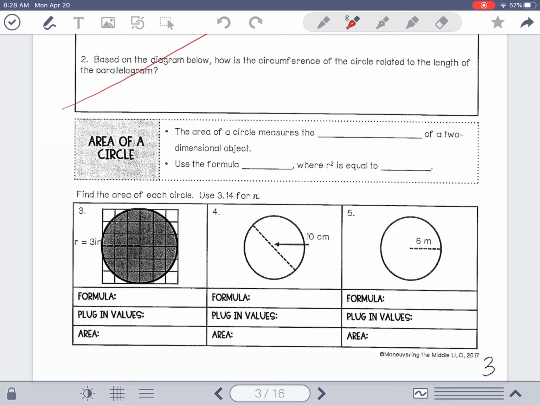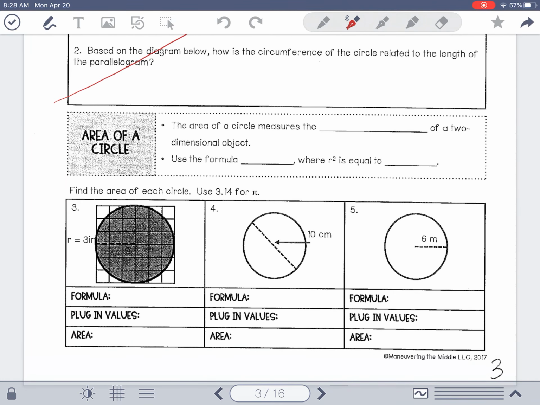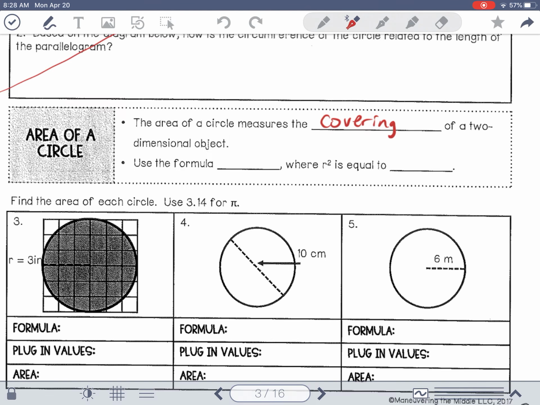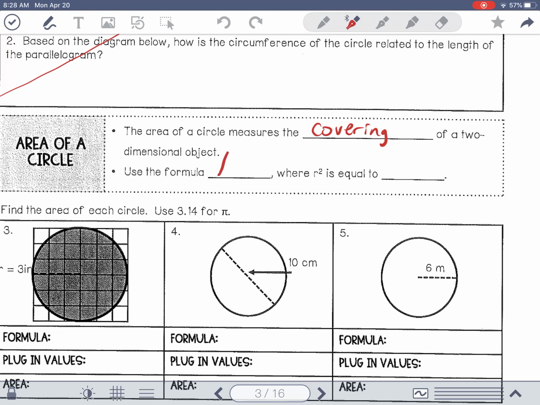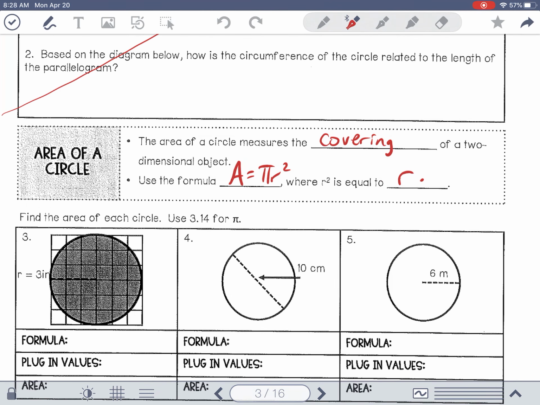And so the area of a circle measures the covering. The covering area measures the covering of a two-dimensional object. Then you're going to use the formula we just talked about: area is equal to pi r squared, where r squared is equal to r times r. Yes, I already gave you a little heads up on that a few minutes ago. Okay, that's it. That's the area of a circle.